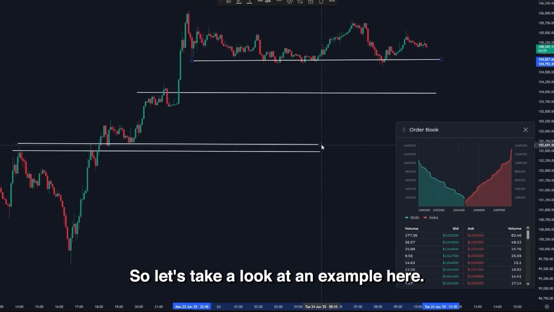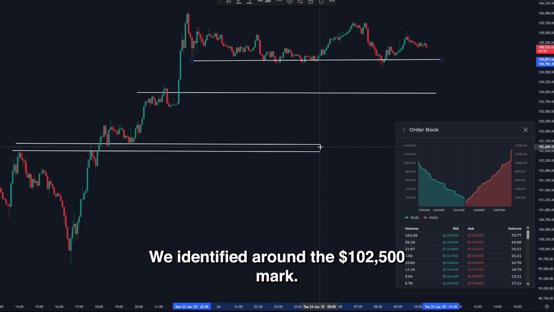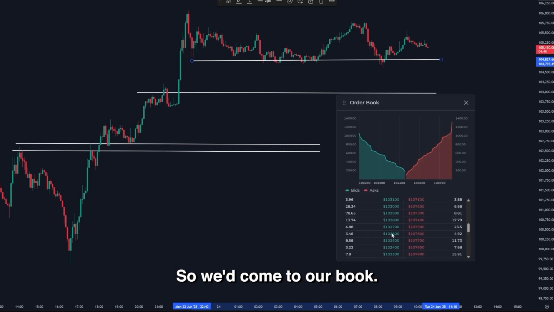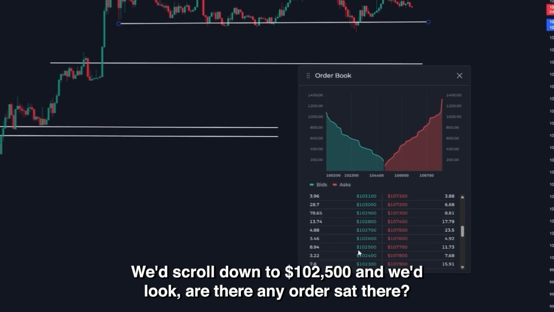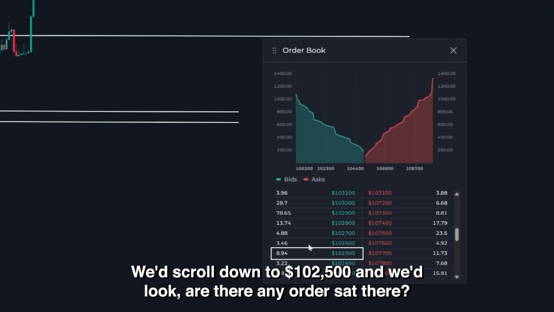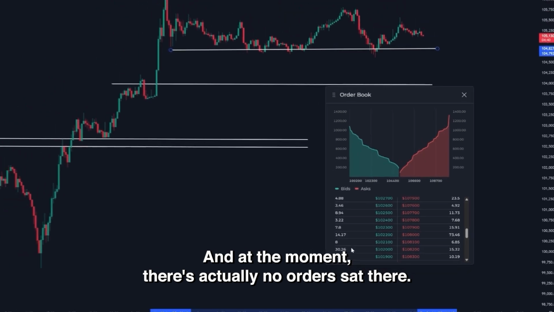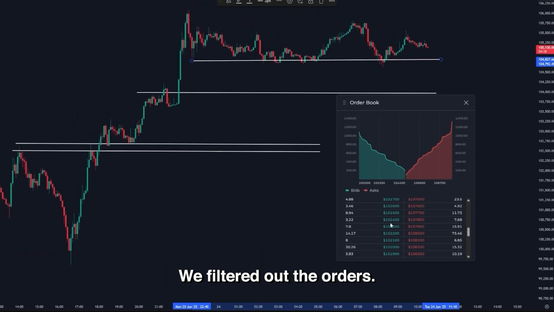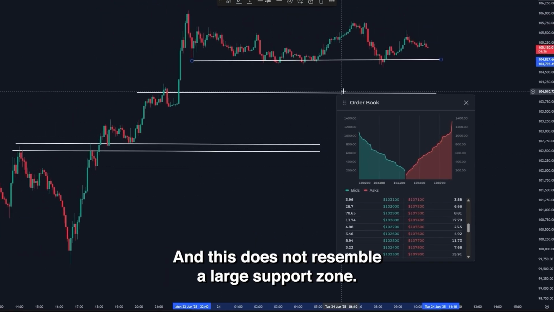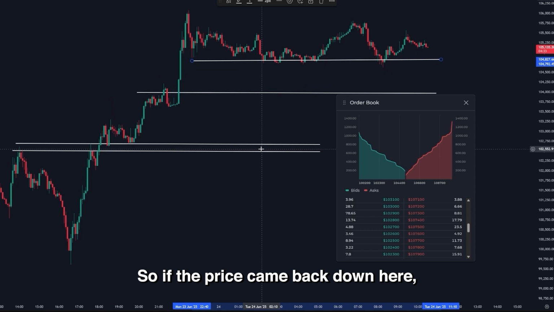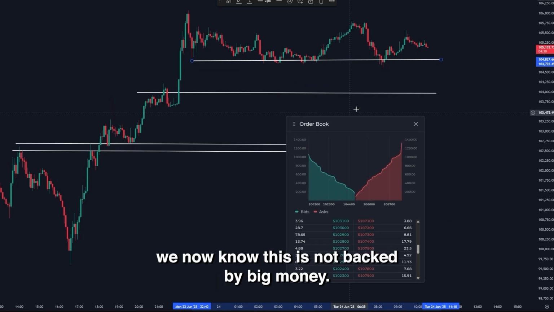So let's take a look at an example here. We identified around the $102,500 mark. So we'd come to our book, we'd scroll down to $102,500, and we'd look, are there any orders sat there? And at the moment, there's actually no orders sat there. We filtered out the orders, and this does not resemble a large support zone. So if the price came back down here, we now know this is not backed by big money.